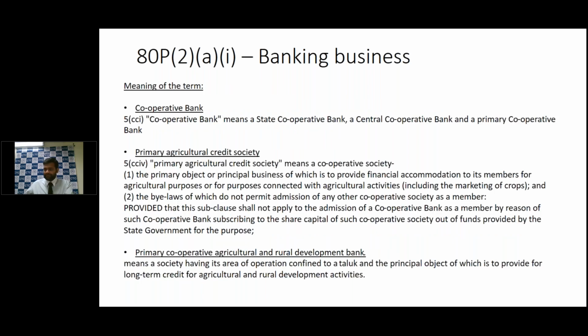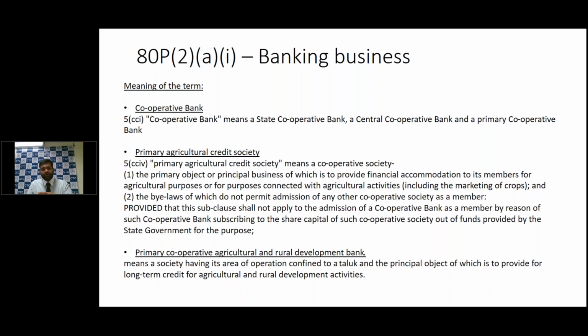Meaning of the term cooperative banks. The term cooperative bank has been defined under the Banking Regulation Act 1949 as: cooperative bank means a state cooperative bank, central cooperative bank, and primary cooperative bank. Further, the term primary cooperative bank has been defined, which means a cooperative society other than the primary agricultural credit society, the primary object or principal business of which is transaction of banking business, paid up share capital and reserves of which are not less than 1 lakh rupees, and the bylaws of which do not permit admission of any other cooperative society as a member.